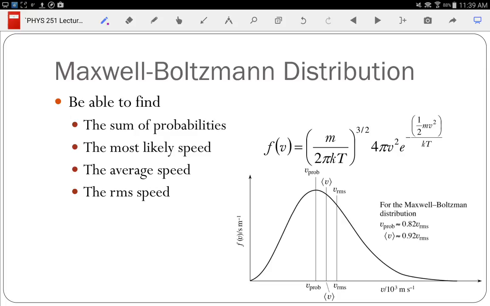Maxwell-Boltzmann distribution, obviously you don't have to memorize this equation. That would be asking a little much. But you need to be able to find things from it. So you need to be able to find the sum of the probabilities. What should the sum of the probabilities be? It should be 1. If I give you all the options for rolling a 6-sided die, you add them all up, they better come up to 1. That is, when you roll the die, you're going to get some answer.